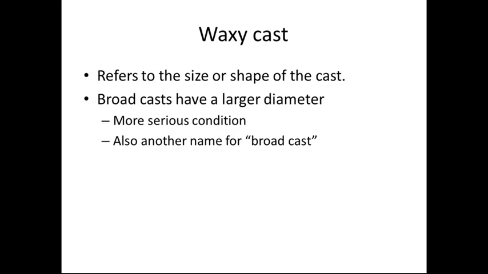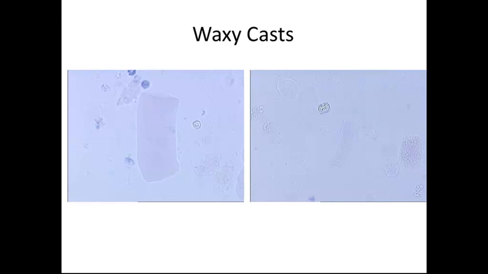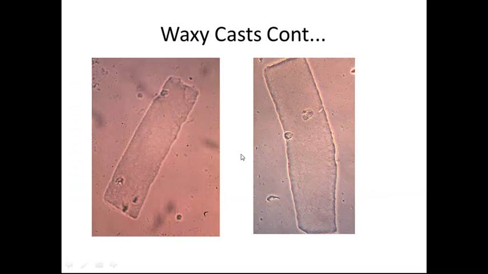And waxy casts refer to the size and the shape of the cast. They are very broad and have a large diameter. More serious condition, and the other name for it is a broad cast. So here is an example of a broad cast, very cylinder-like, very sharp edges, as you can see here. Here's another one. And sometimes they will have cracks or slits in them too, but they have very blunt ends.